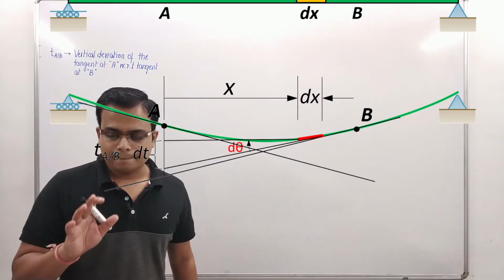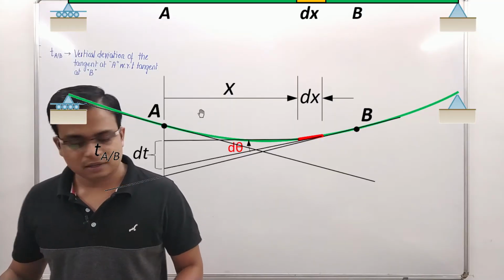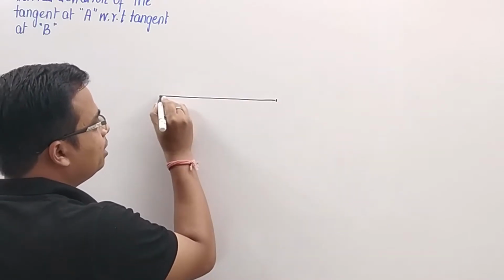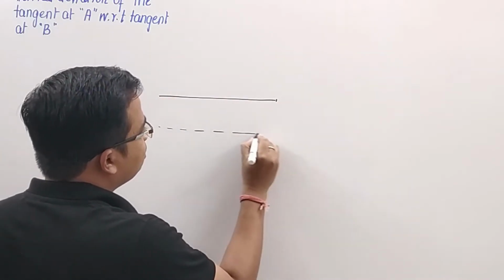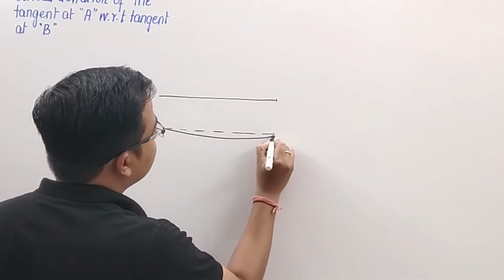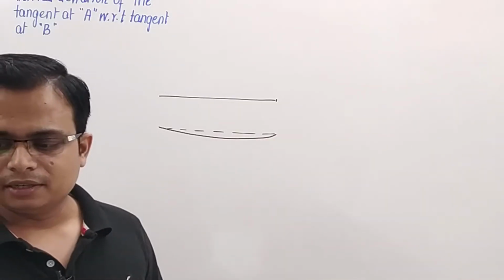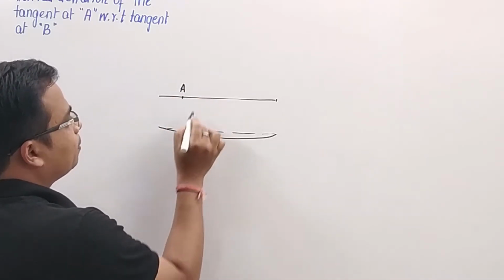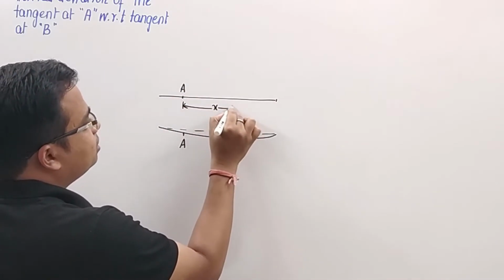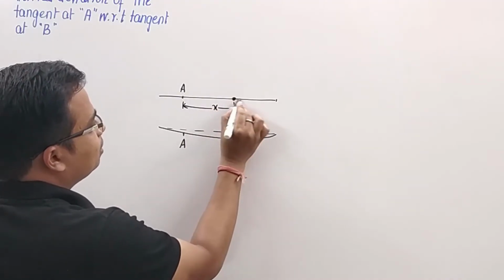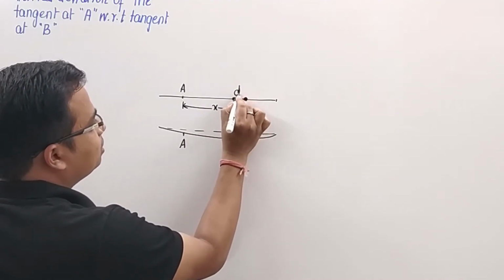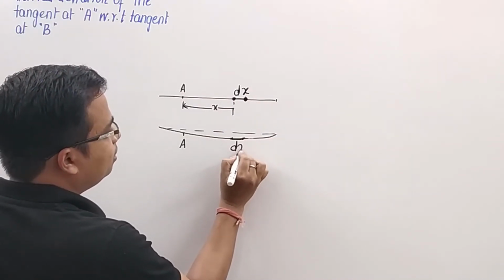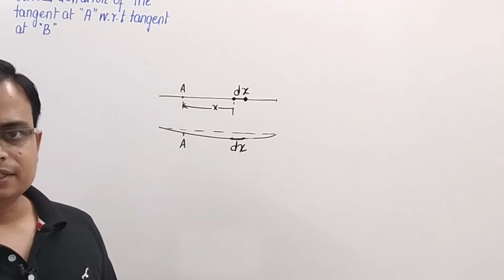Now there is going to be an assumption. If you watch carefully, initially it is like this, but when loaded it is going to bend in this fashion, isn't it? So this is point A and this is point A. So how much x distance away we took an element, this element, how much? dx. So here, this is that dx, isn't it?